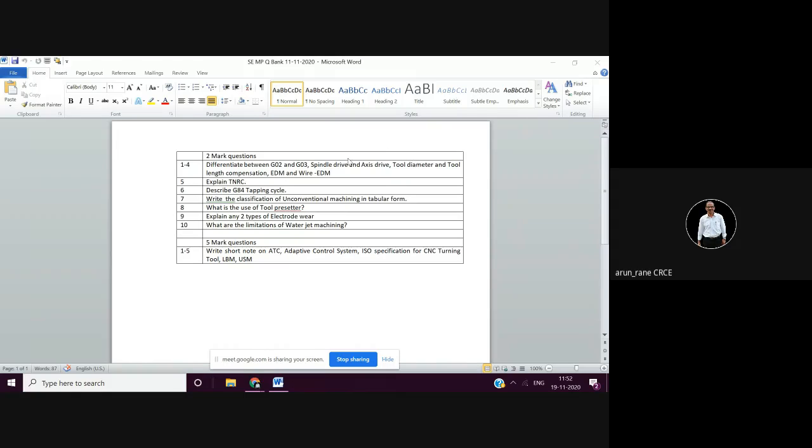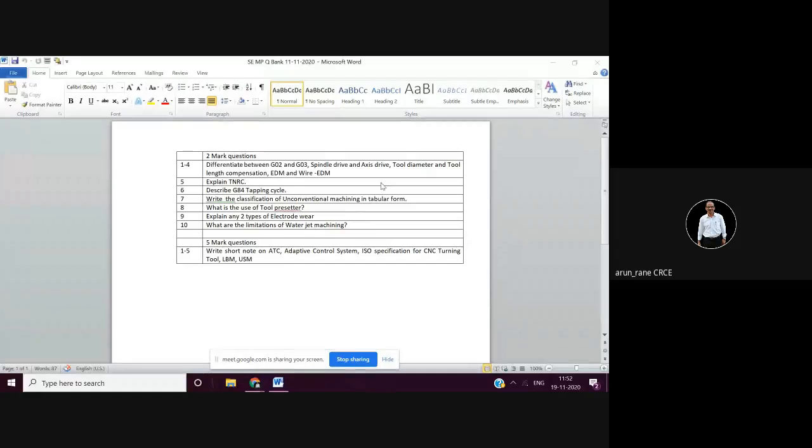Then spindle drive and axis drive. Spindle drive means what? Spindle drive is for driving the spindle, and axis drive is for driving the axis, that is X, Y, Z. And then another difference.